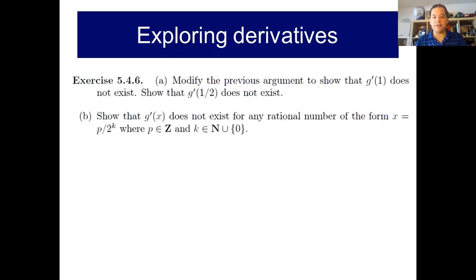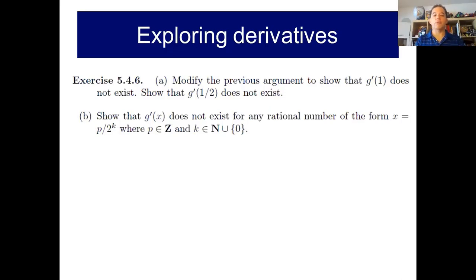What's the next? All right, now it says, next exercise, modify the previous argument to show that g prime of 1 does not exist, and then show that g prime of 1/2 does not exist. So we're going to skip that one actually, because we're going to do part B. Part B is even more general. Part B says, show that g prime of x does not exist for any rational number of the form some integer p divided by 2 to the k, right? For those of you that took 360 with me a few semesters back, these are like the dyadic rationals.